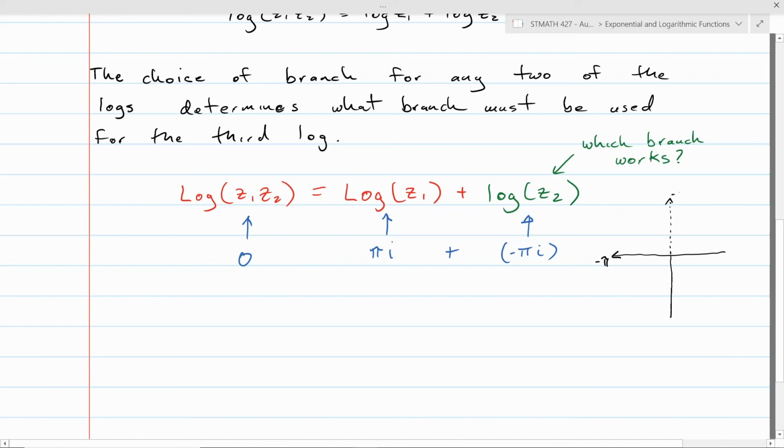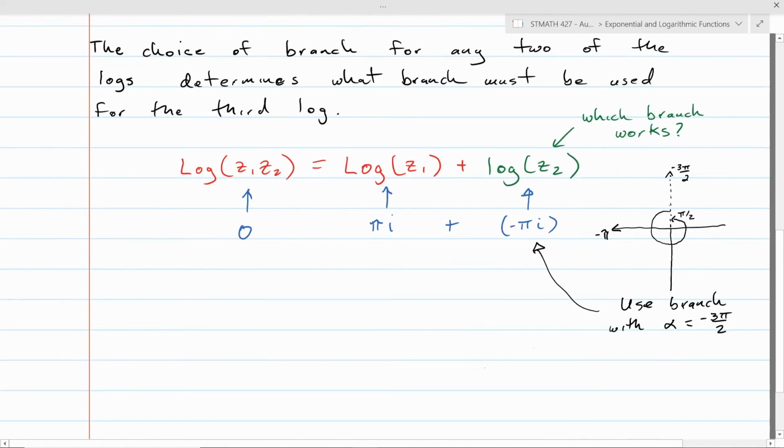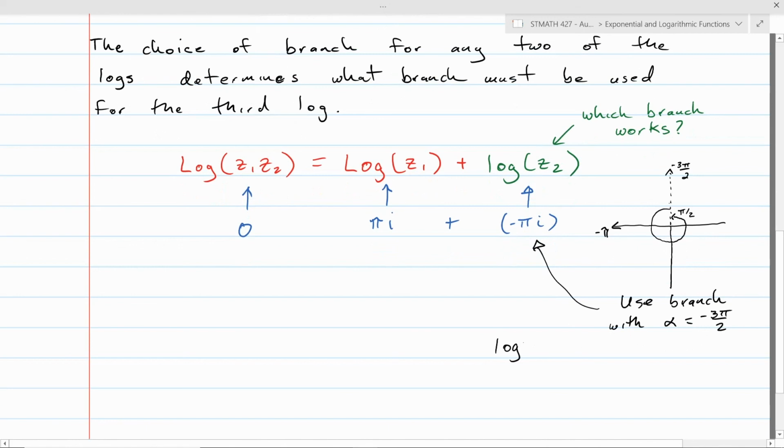Like this is negative 3 pi over 2. And then as you advance forward 2 pi like this, then you'll end up at positive pi over 2 by the time it comes back around. And negative pi would be there in the middle, right? So I think I'll use the branch with my alpha equal to negative 3 pi over 2. And if I do that, then I will get this answer for log of negative 1 would be negative pi i on that branch. And then you see the identity works.